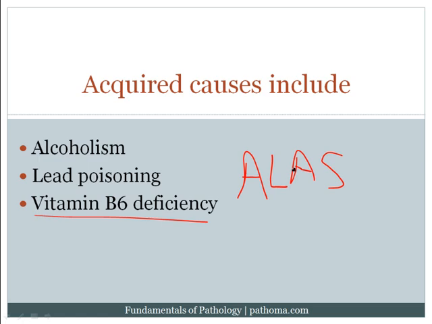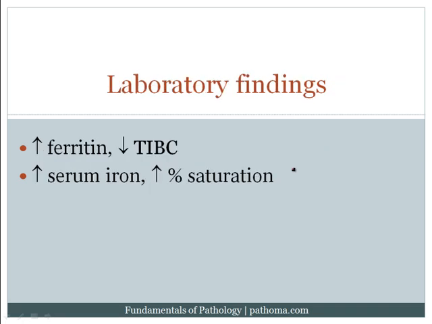Now, what's the common circumstance in which patients get vitamin B6 deficiency? Well, the important common circumstance would be isoniazid treatment. And that's a little pharmacology tie-in. So patients who are on isoniazid therapy can become vitamin B6 deficient and can develop, as a consequence, a sideroblastic anemia. Now, what are the laboratory findings going to be in a sideroblastic anemia?